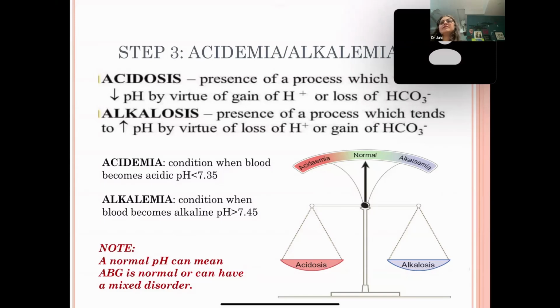Acidemia is the whole condition when the blood becomes acidic, and alkalemia is when the whole blood becomes alkaline. So acidemia is pH less than 7.35 and alkalemia pH more than 7.45. For calculation purposes I told you we'll take pH as 7.4. कुछ भी 7.4 से कम है वो एसिडीमिया लेना पड़ेगा एंड 7.4 से ऊपर एल्कलीमिया लेना पड़ेगा. A normal pH का ये मतलब है, this note is important, a normal pH can have two reasons. One, actually it's normal, and second, there is some mixed disorder which is causing a normal pH.